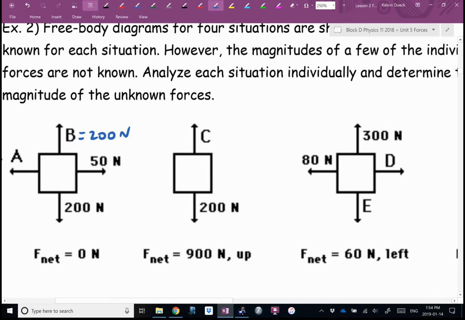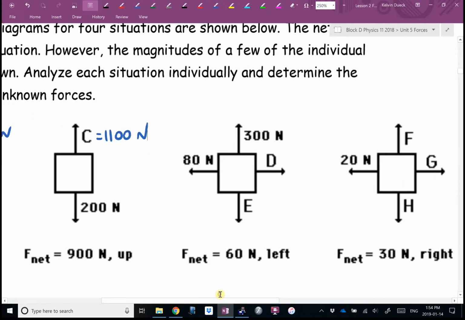1100. 1100 up plus 200 down gives you a net force of 900 newtons, unbalanced. By the way, I'll come back to that question. Okay, the net force here is 60 newtons to the left. How big must D be then? This one's tricky. It's got to be 20.